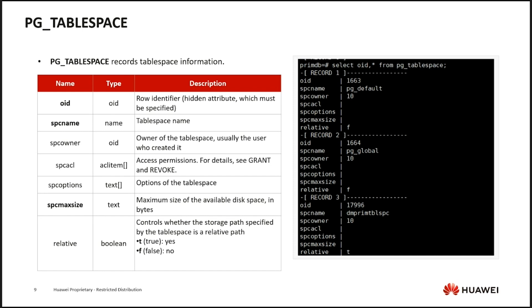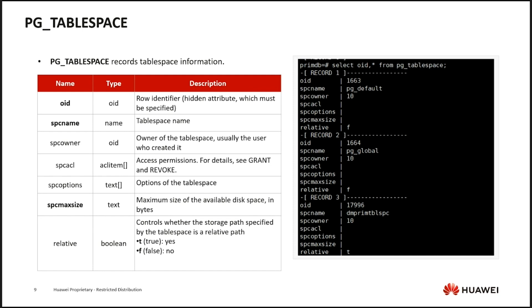As mentioned in another course, database objects, GaussDB creates two tablespaces by default, pg_default and pg_global. You can directly query the tablespaces from the catalog.